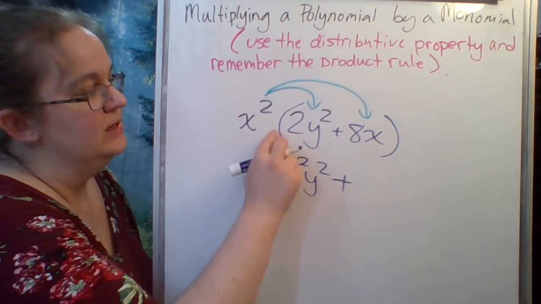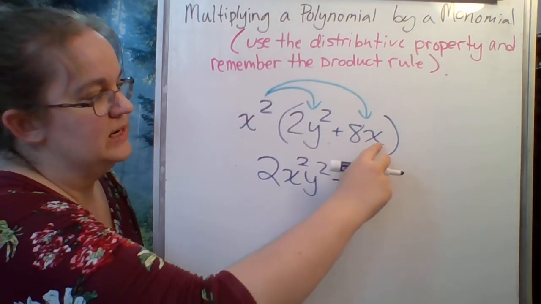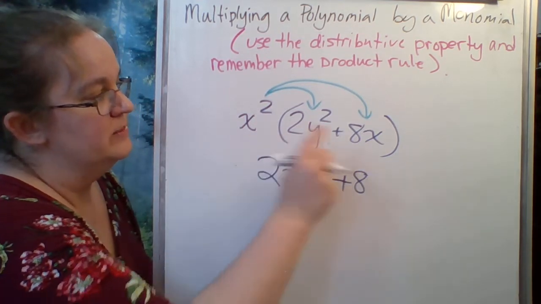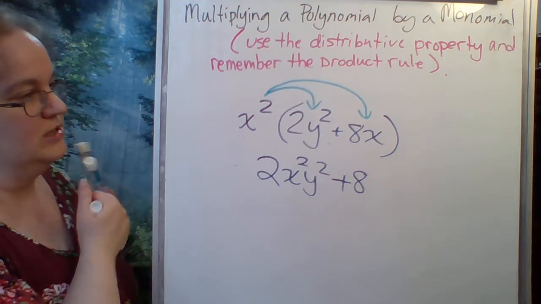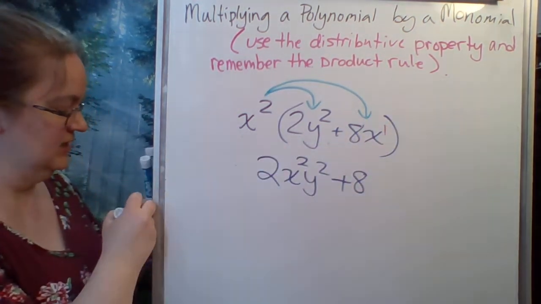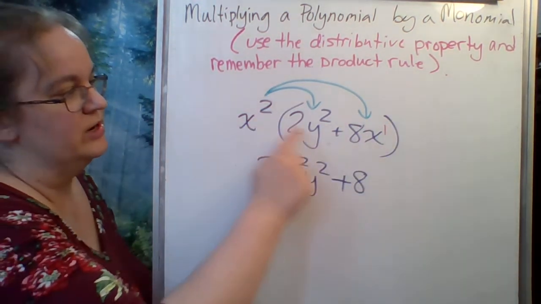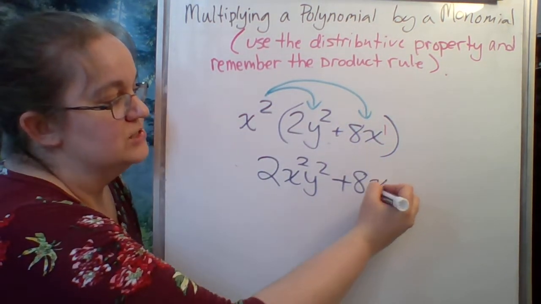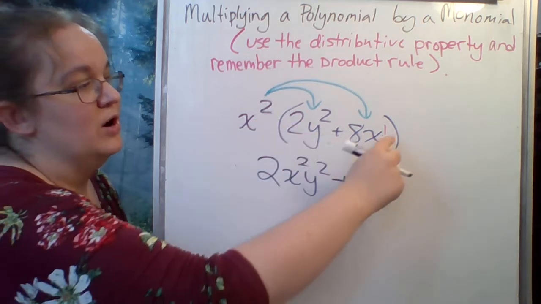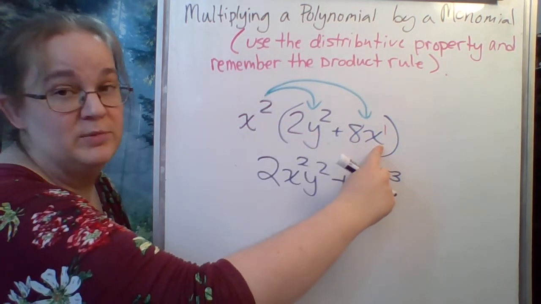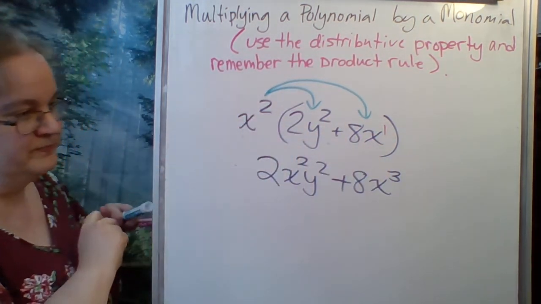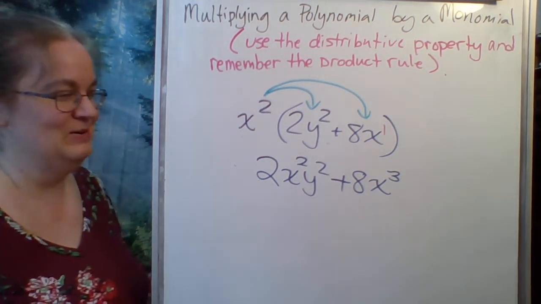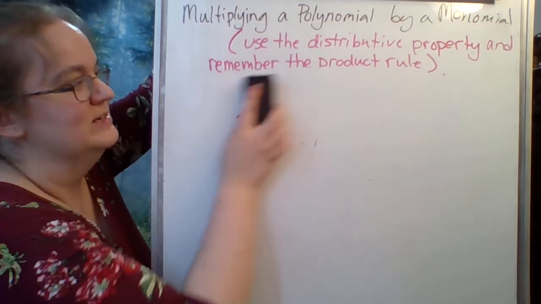Plus, okay, I've got x squared times 8x. So 8 times 1 is 8 because the coefficient's 1. And then this is x to the first power because I didn't list something else. So x squared times x to the first is x to the 1 plus 2, which would be x to the third. Again, my product rule says when the bases are the same and I'm multiplying, I'm adding the exponents. And so this turns into this when I multiply it out. Okay. Let's take a look at another example.